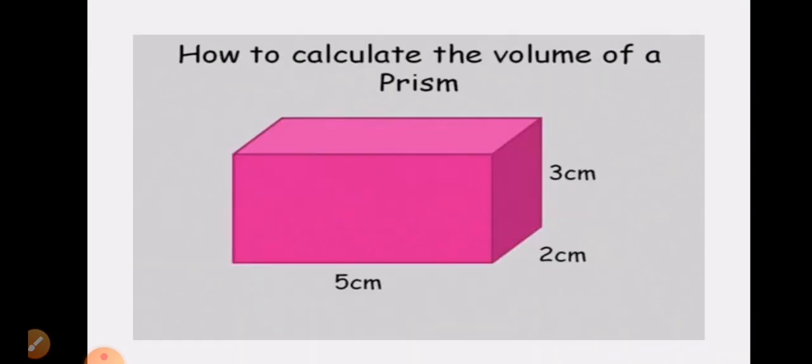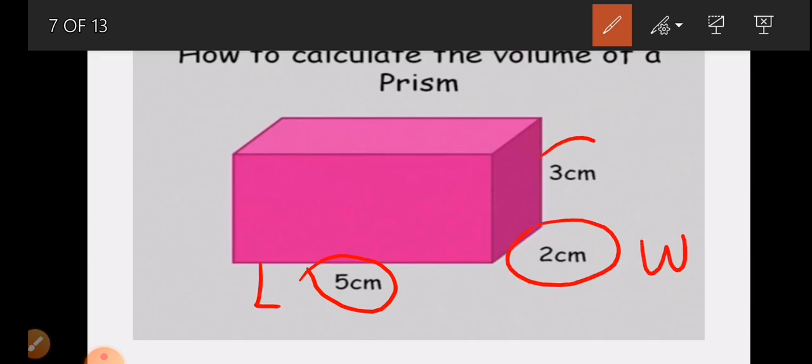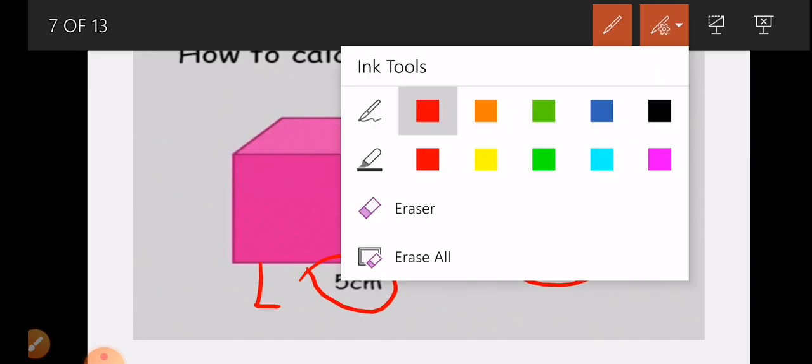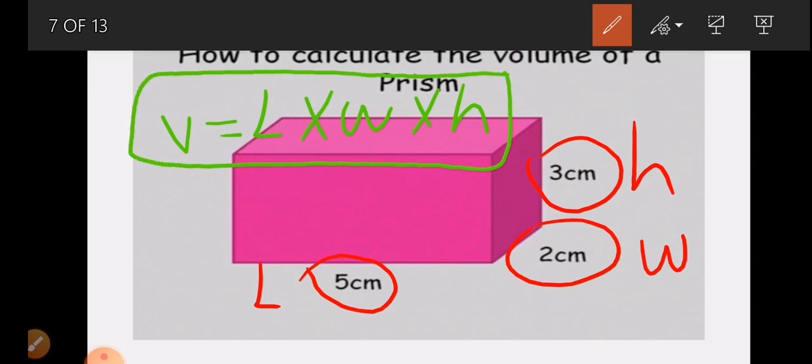So if I have a rectangular prism and the 3 dimensions are given, what are the 3 dimensions? Here is the length, here is the width, here you have the height. How can I get the volume? The volume I can get by multiplying length times width times height. This formula is our lesson today. Please don't forget it. Keep it in your mind, and every time while you're solving, write the formula for yourself first, then start to solve.